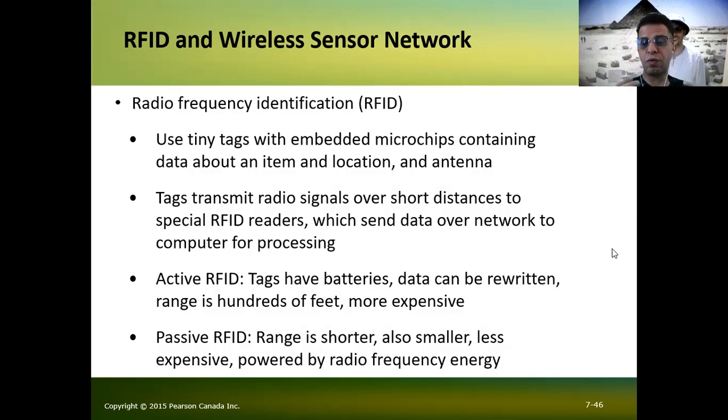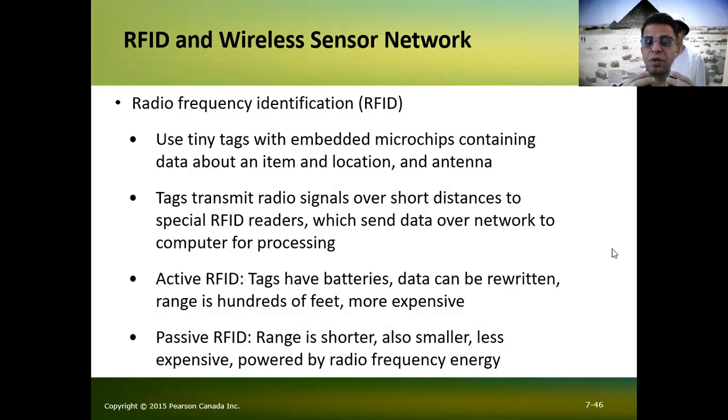And we said we have two types of RFIDs. There are active RFIDs and there are passive RFIDs. The active RFID has a battery. Data can be rewritten, and you can write it on the spot with the machine. It can be read from hundreds of feet away, has a long range, and is more expensive. You can update that data.